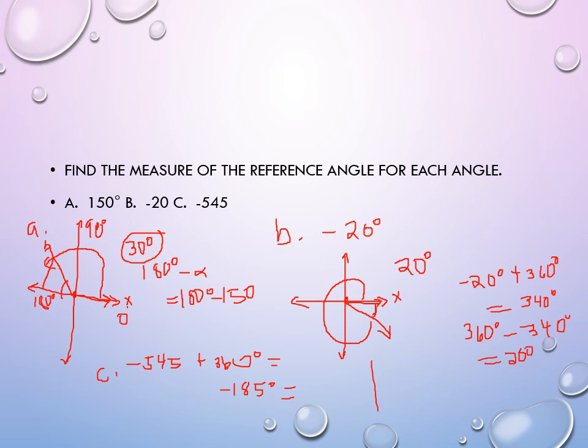Okay, so we do it clockwise. This is 90, 180, 185 right here. This would be our terminal side. So this is 5 degrees, and that's the closest angle to the x-axis. So according to this, my reference angle here should be the 5 degrees that I have here, right?